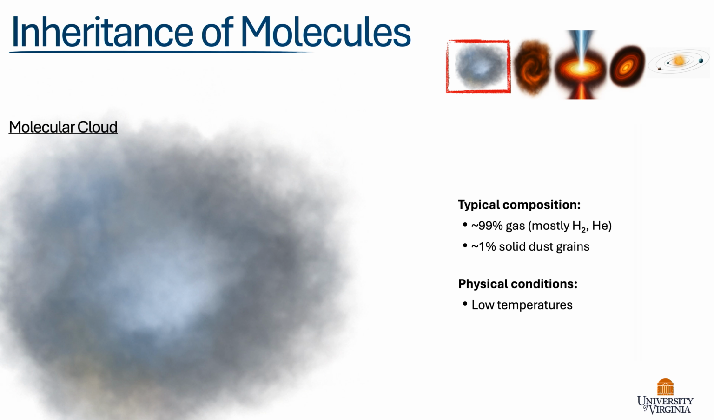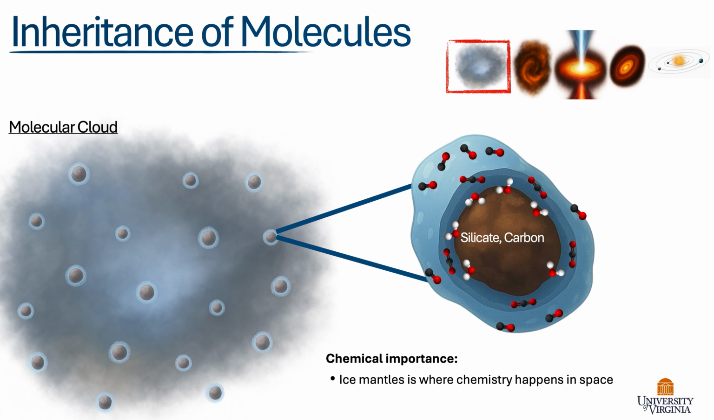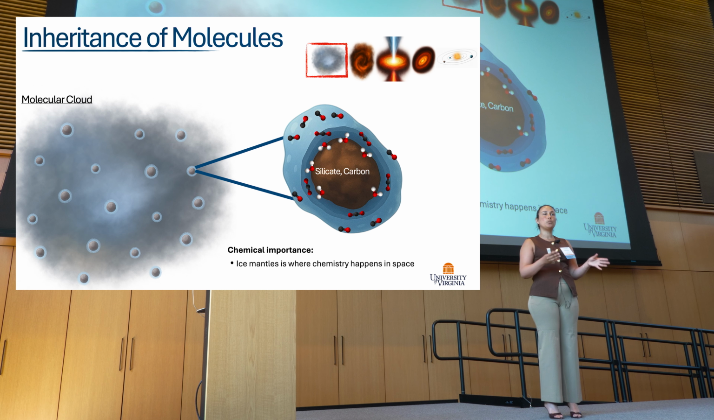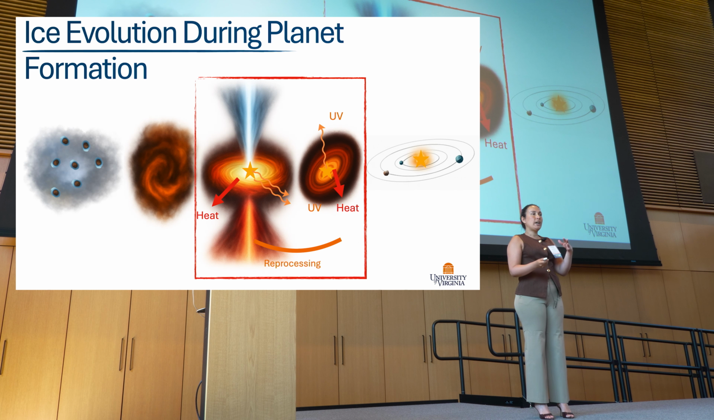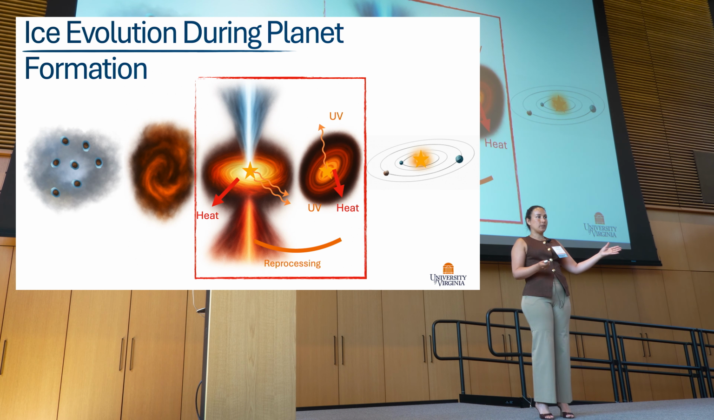So we have 99% of gas in the cloud and only 1% of solid dust grains. And this 1% is the only place where chemistry happens in space. A dust grain is made of silicate and carbon, the same as what you can find on the floor, and then coated with ices, mainly water, which is the main component in space, and then smaller molecules like CO, carbon monoxide, carbon dioxide, or even methane. And we have multiple of those ices in the cloud.